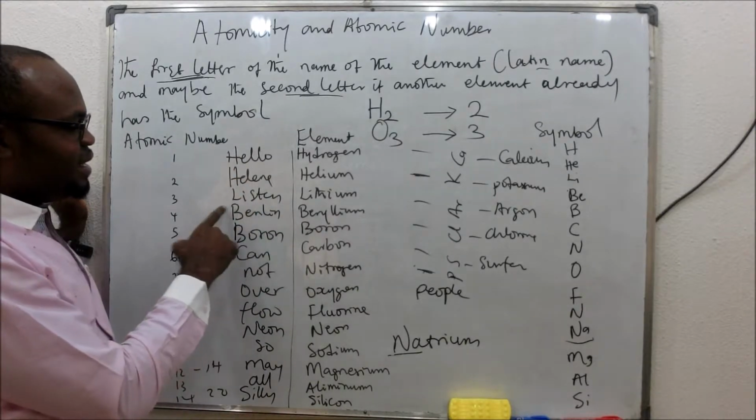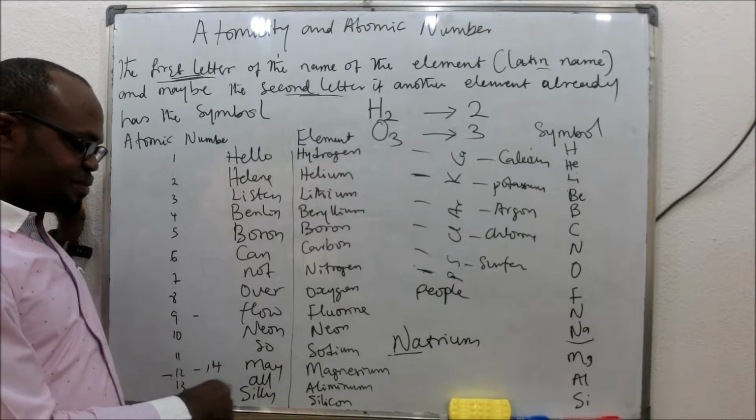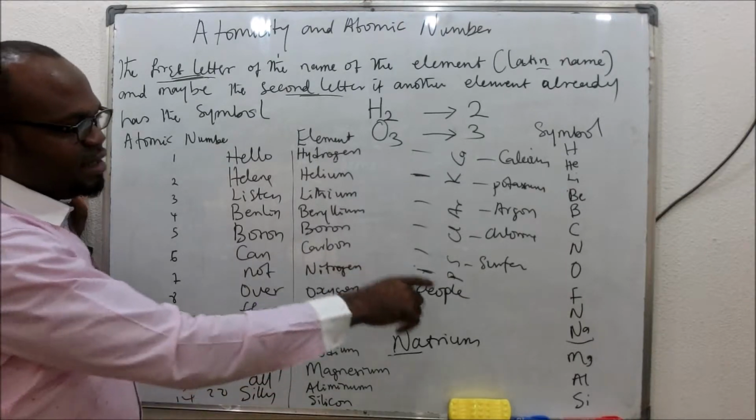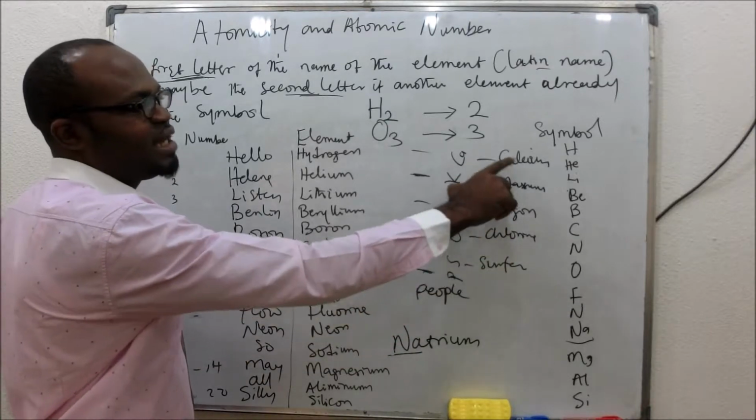Hello Helene, listen Berlin, boron cannot overflow neon. So may all silly people sulfur, chlorine, argon, potassium, calcium.